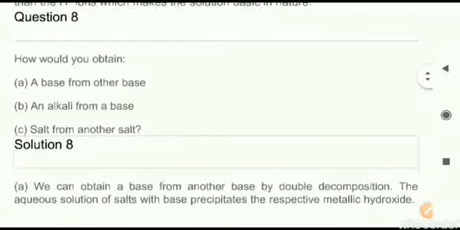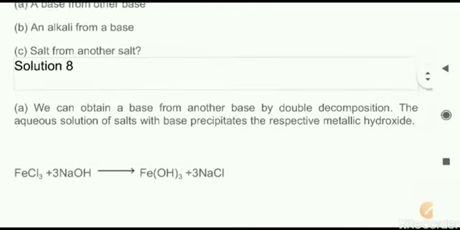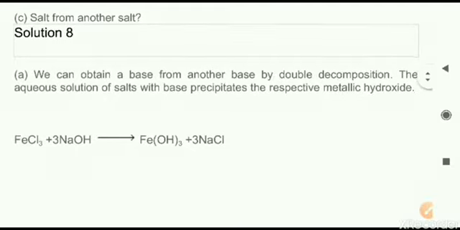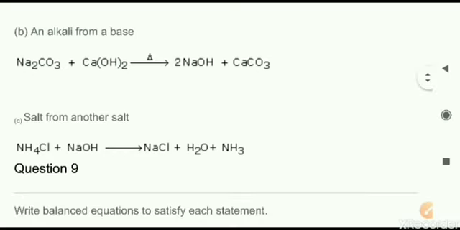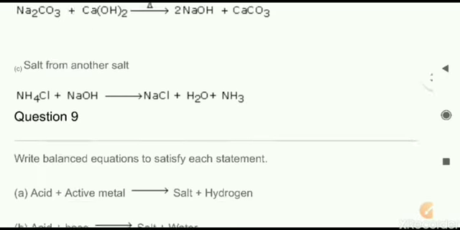Next question number 8. How will you obtain a base from another base, alkali from base, and salt from another salt? This question is generally about the preparation of different kinds of bases. First, base from base, that is we can do a double decomposition reaction. The equation is given. Next one, alkali from base. Here we can use a metal carbonate, that is the reaction given here. Next one, salt from another salt. Here we can use an ammonium salt. All these equations I have explained earlier in the chapter part, so I will not go into details here.